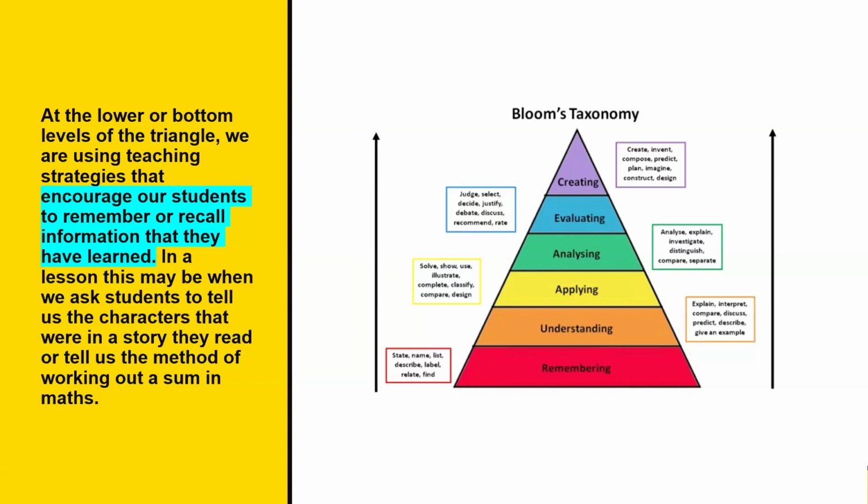When we look at Bloom's taxonomy, at the lower bottom, at the lower tier, we have remembering, understanding, and applying. In this aspect, we are using our strategy to encourage our students to remember or to recall information. This is at the peripheral.